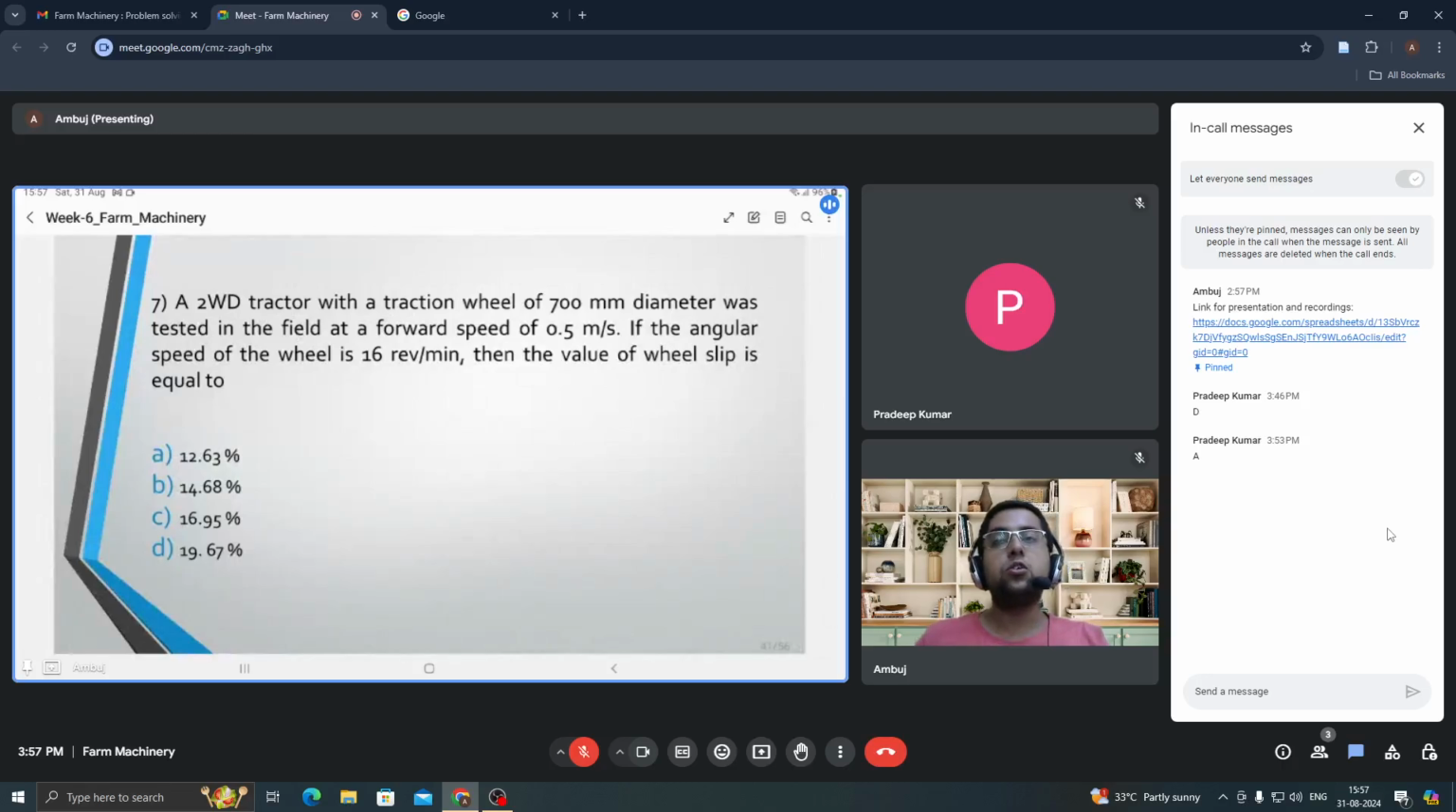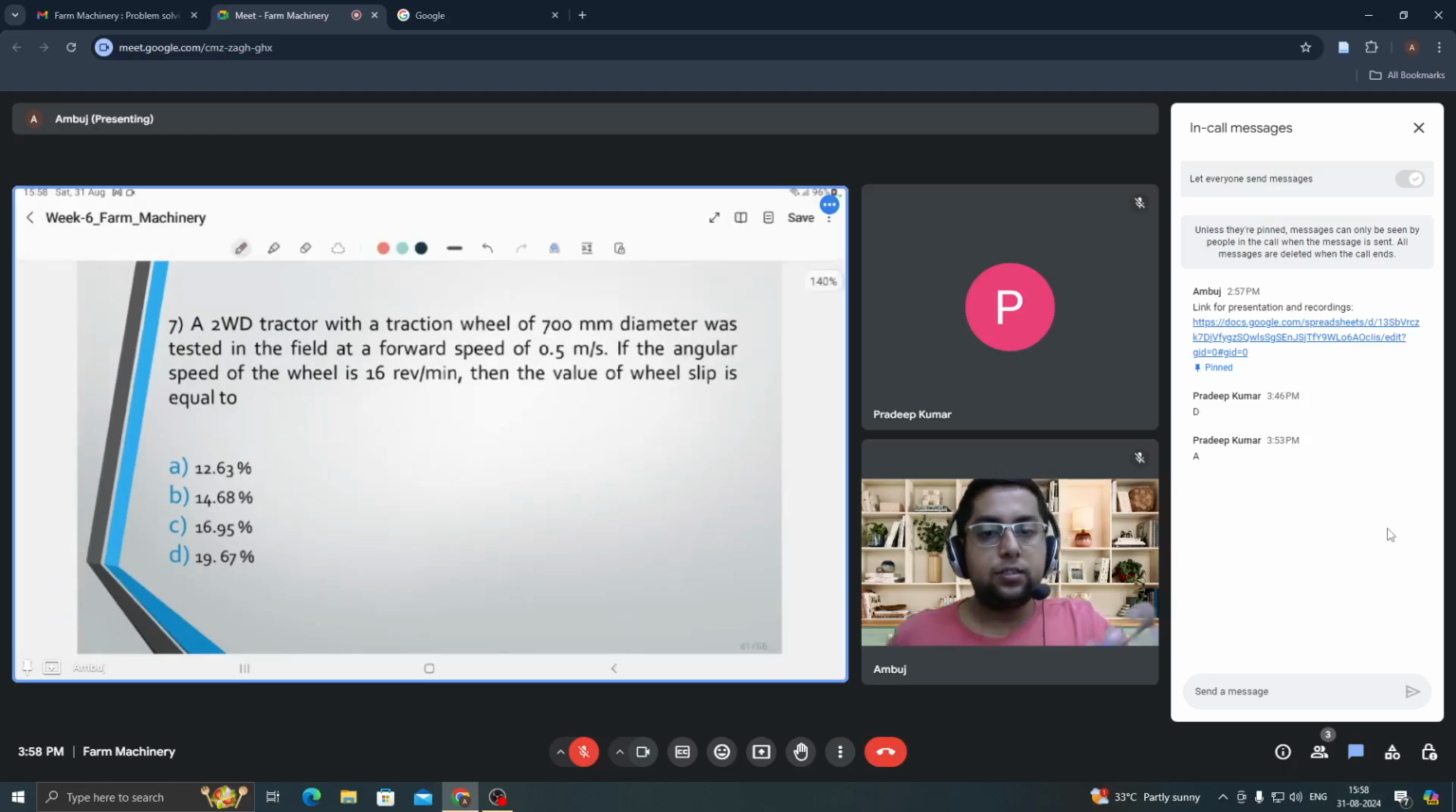Please do try to solve this particular question. A two-wheel drive tractor with a traction wheel of 700 millimeter diameter was tested in test field at a forward speed of 0.5 meter per second. The angular speed of the wheel is 16 revolutions per minute. You have to calculate the wheel slip. Wheel slip is given by 1 minus actual velocity divided by theoretical velocity, into 100. I'll just write down the formula. Slip is given by this particular formula.